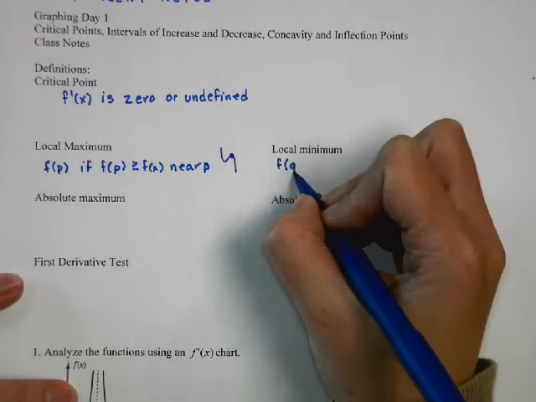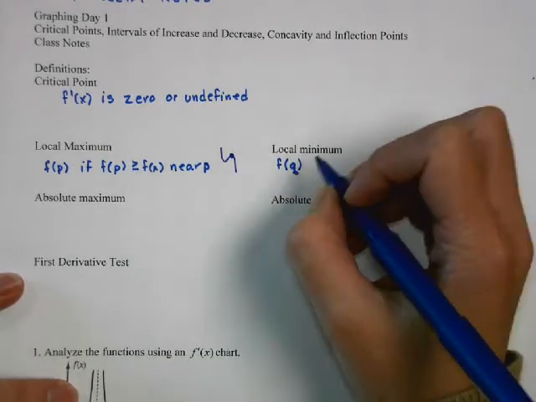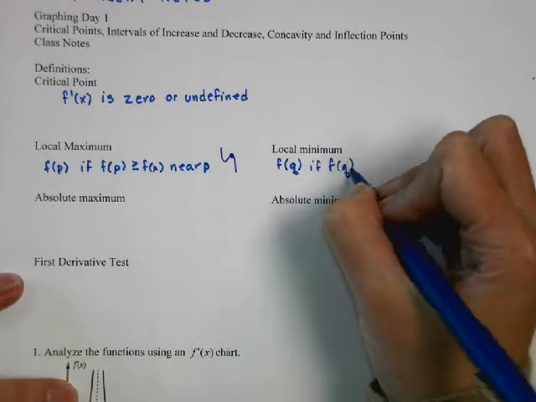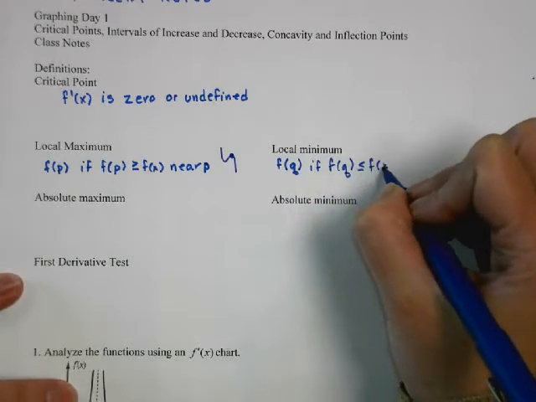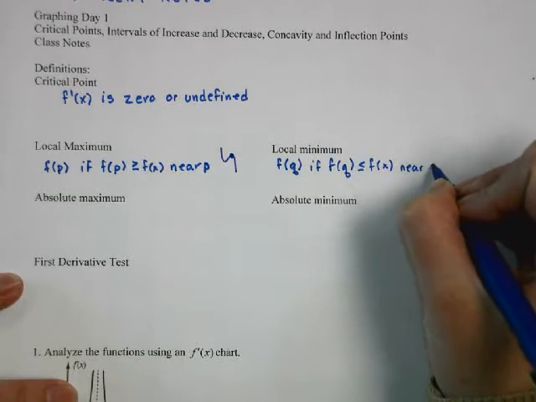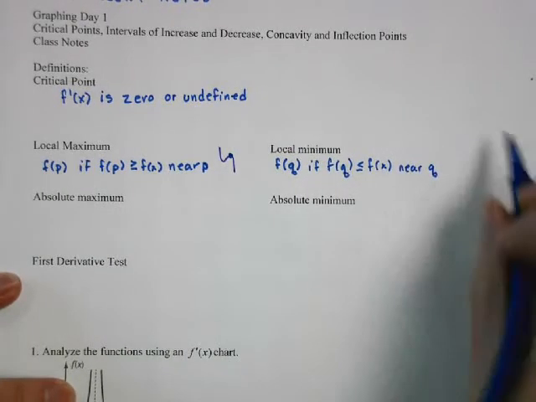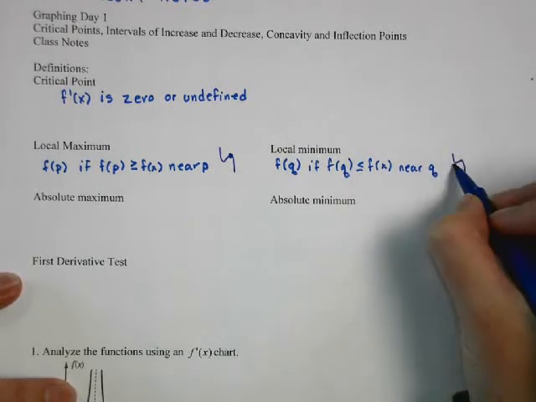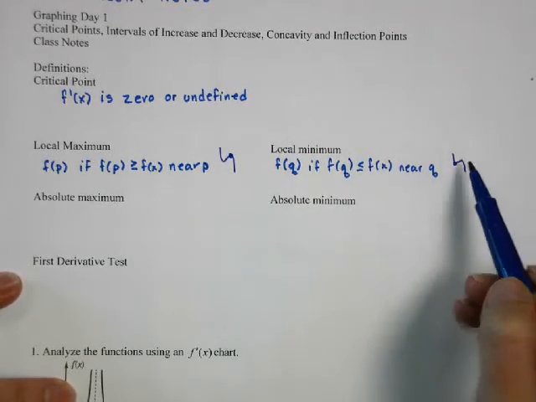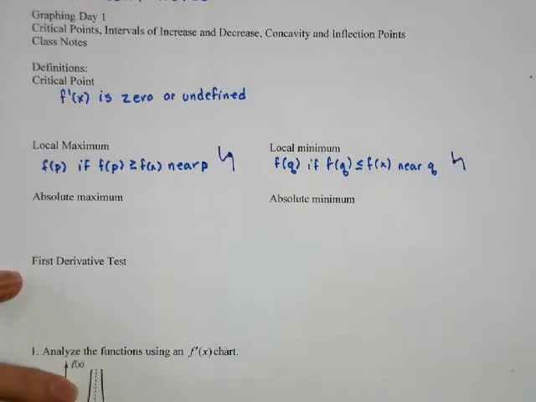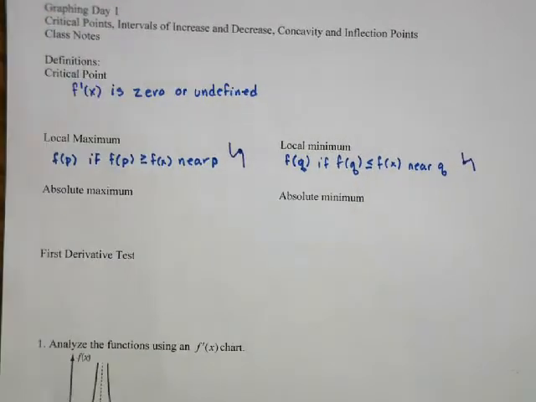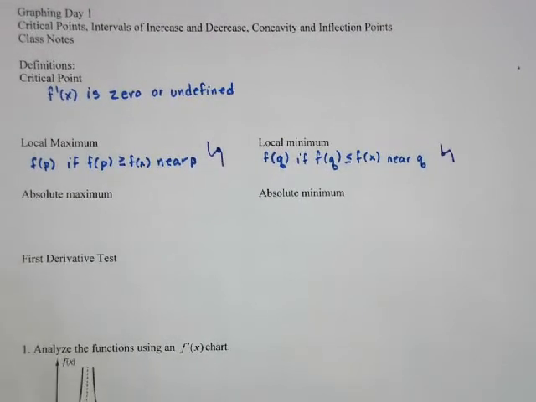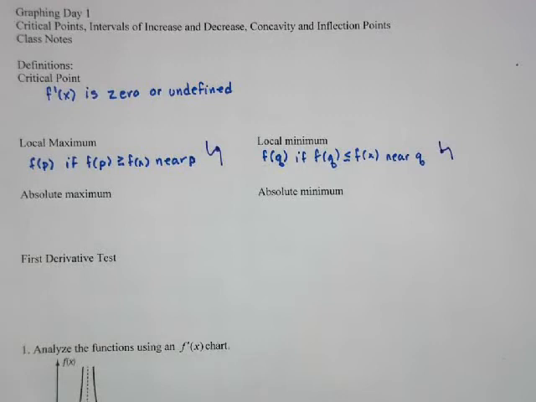Local min, similar definition, just less than. So similar graph. This would be a local minimum, but there's more values less than it on the graph. Absolute is what it sounds like. It's going to be the biggest for all x.